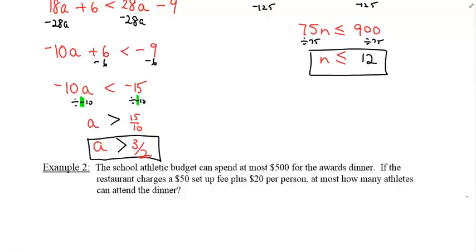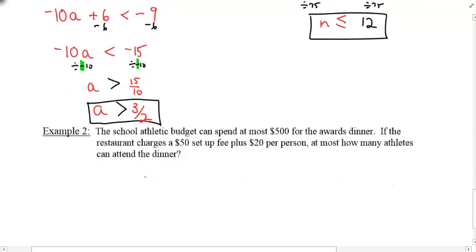So the question I have for you is, if the restaurant that they're going to charge us a $50 setup fee, and then $20 for each person that shows up, how many people actually can attend the dinner? If at most we can spend $500. So think about the cost of the dinner. What does it entail? Well, it does entail some sort of fixed cost of $50. Right? That's like a fixed cost. And then how much? Well, it depends on how many people come, which sometimes we call a variable cost.